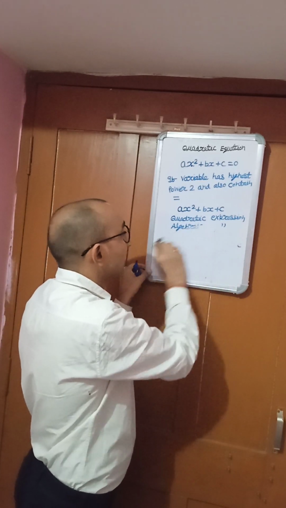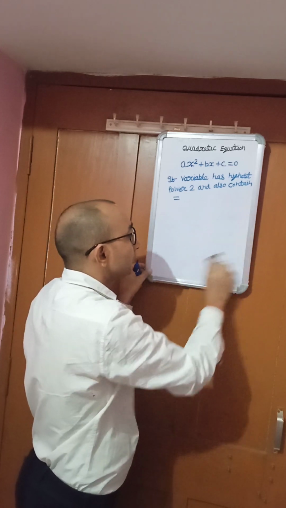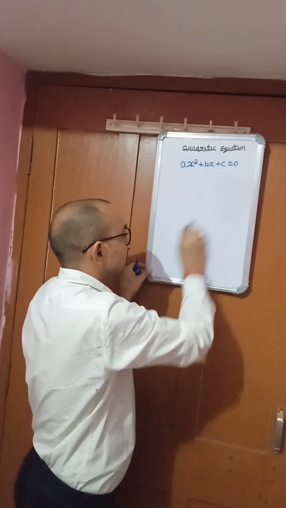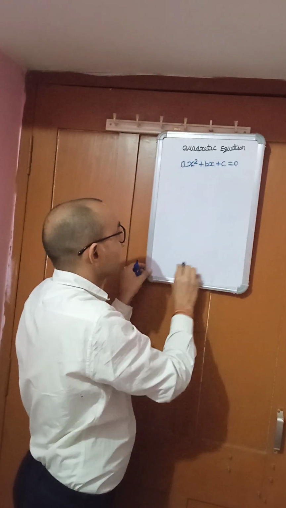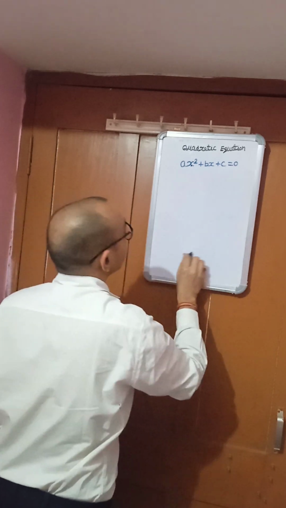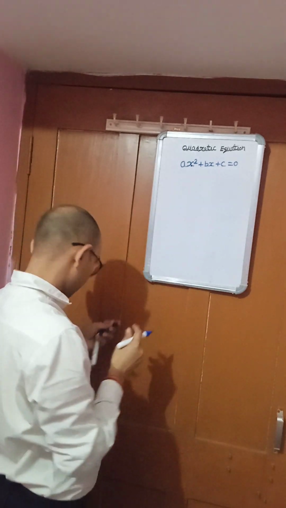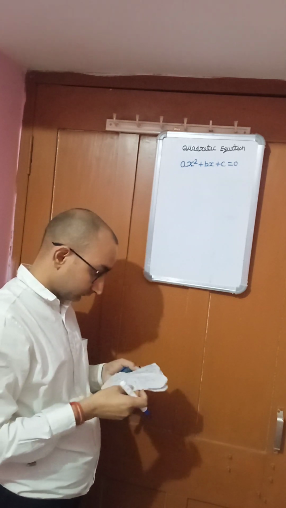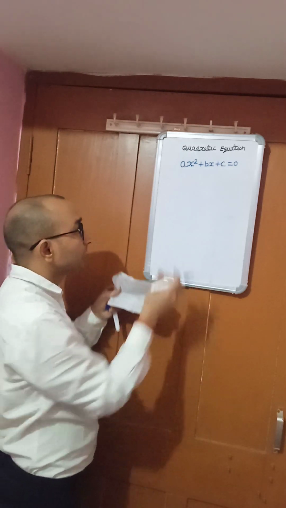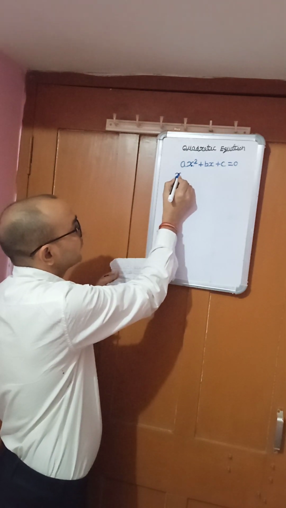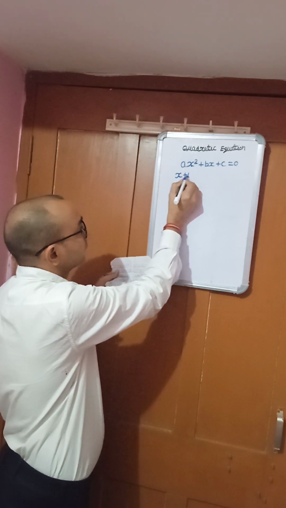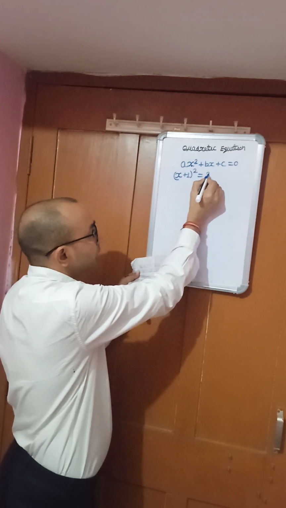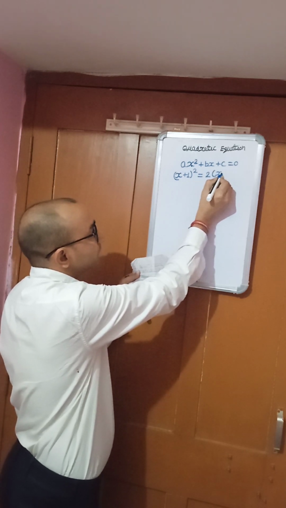So based on this concept, I want to solve one or two problems here. x plus 1 whole square equals to 2 into x minus 3.